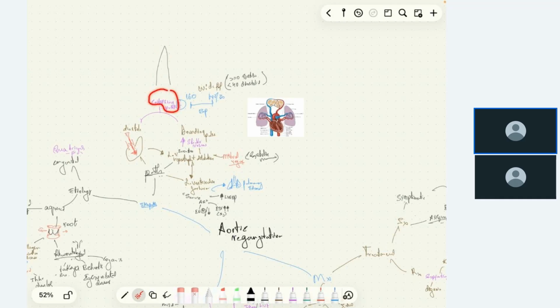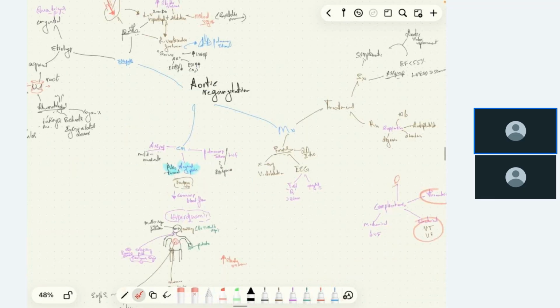And also due to this reason, we will have a wide pulse pressure. Due to eccentric hypertrophy and increased stroke volume, as I mentioned previously, there can be a bounding pulse. We have bounding pulse and collapsing pulse in aortic regurgitation. And also we can have features of pulmonary edema at the end stage, secondary to left ventricular failure. So that is the clinical manifestation summarized.